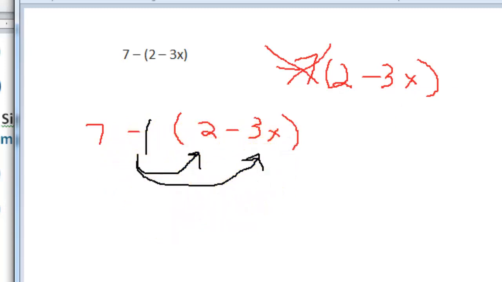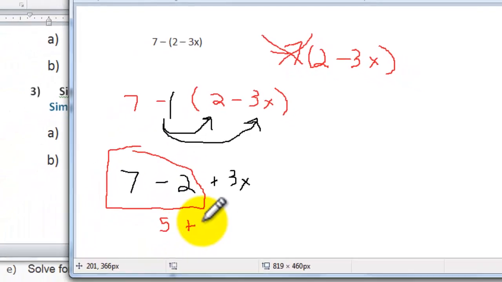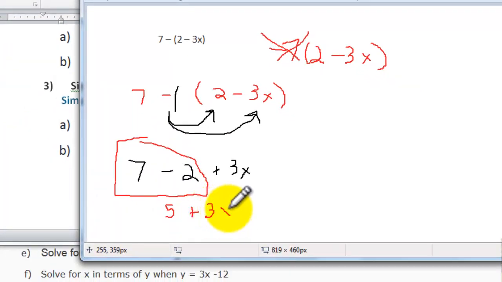So then that becomes 7. This is -1 times +2, so it's minus 2. -1 times -3x, which is +3x. And that allows you to combine these as like terms. And it is 5 plus 3x is the answer to that one. This is really important because there is a problem very much like that on the test.